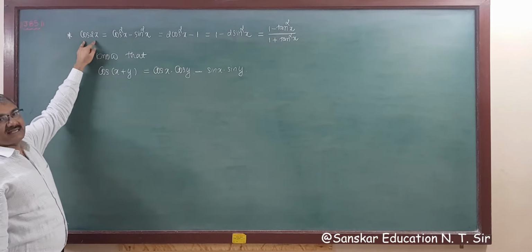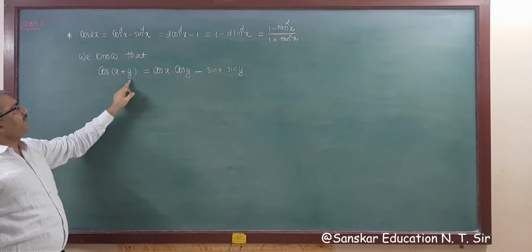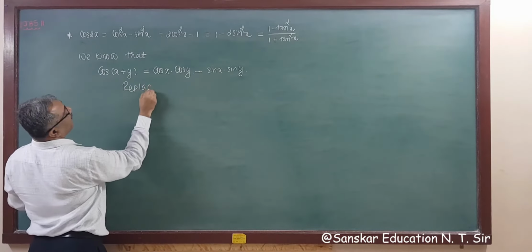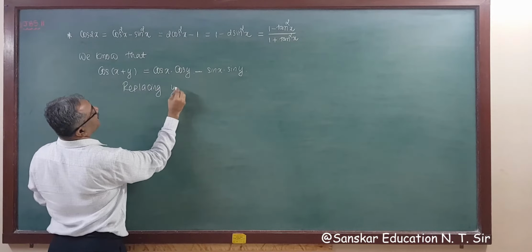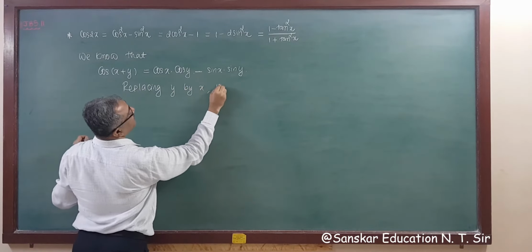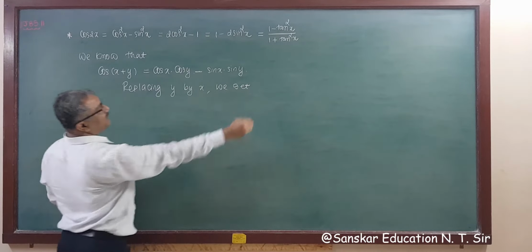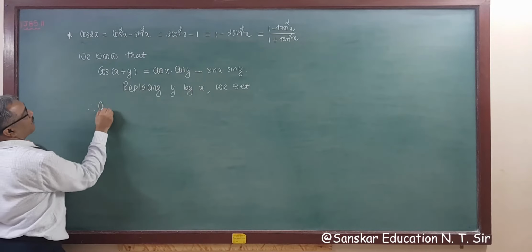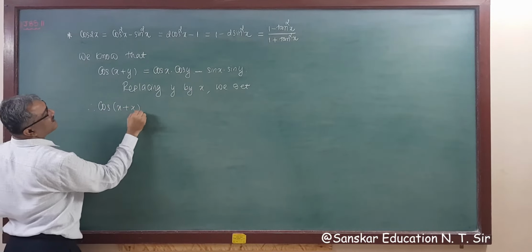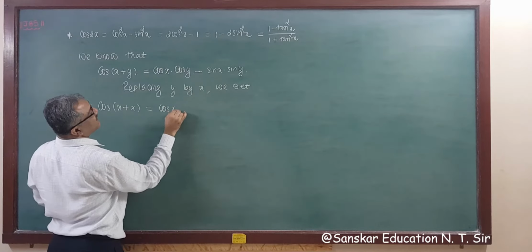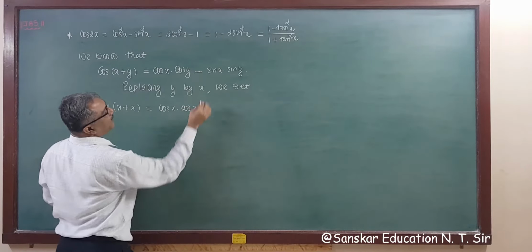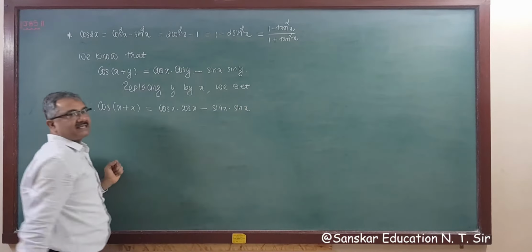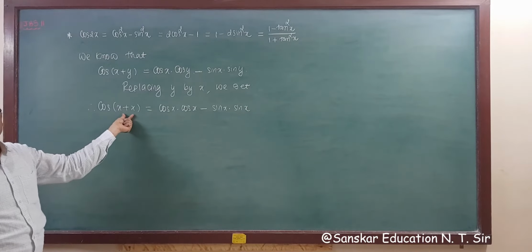Now we want cos twice x. So how do we get twice x here? If we replace y by x, I am substituting x instead of y. What do we get? Cos x plus x is equal to cos x cos x minus sin x into sin x. So this is cos x plus x, that is twice x.